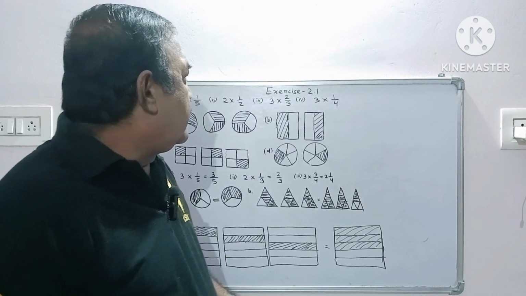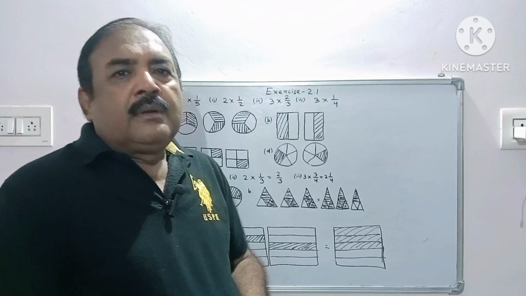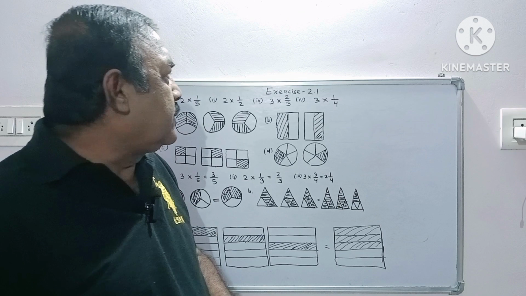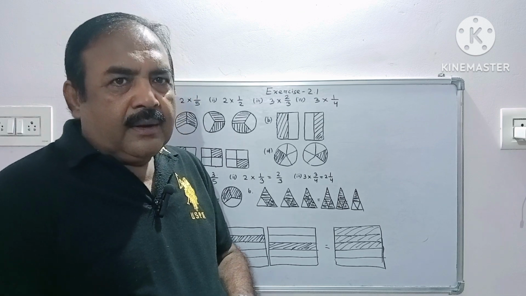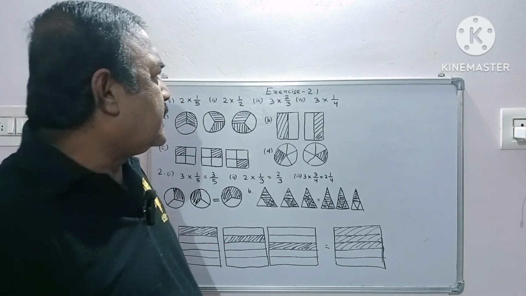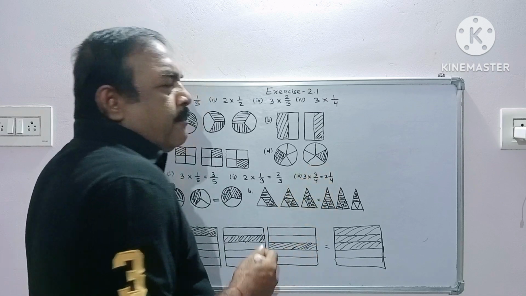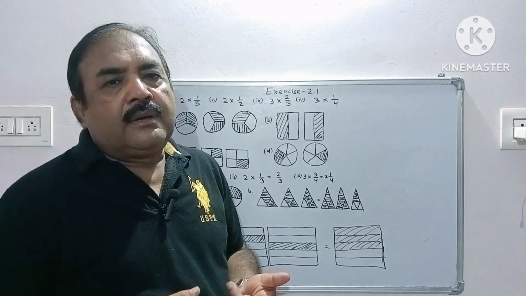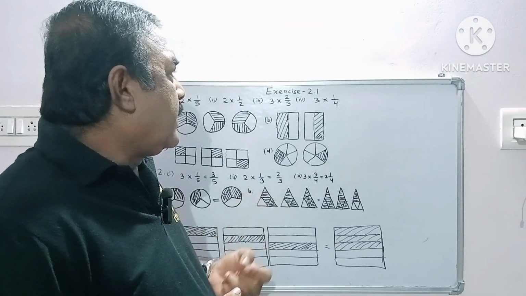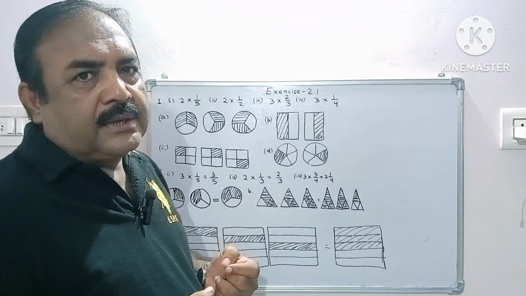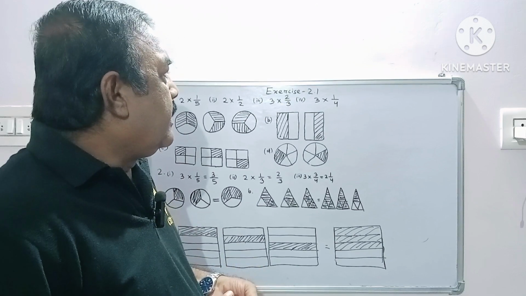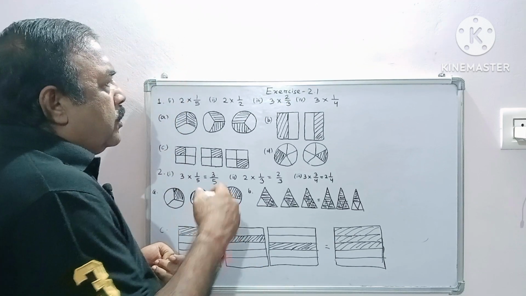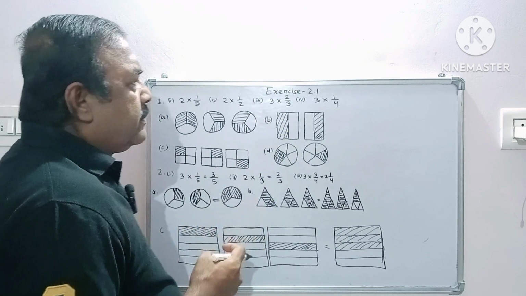Already we have discussed fractions and decimals, and I just want to make you recall the types of fractions. Already we have studied proper fraction, improper fraction, mixed fraction, equivalent fraction, unit fraction, and today some more types of fractions. I just want to make you recall.